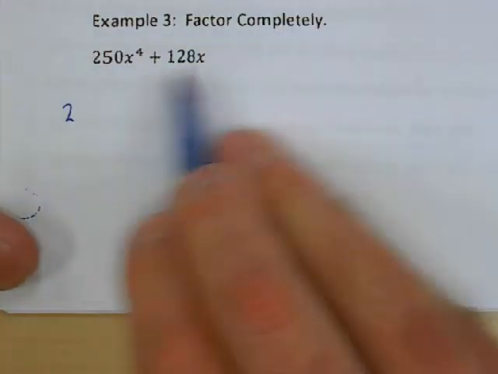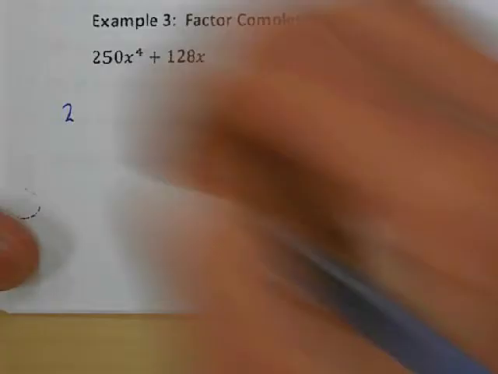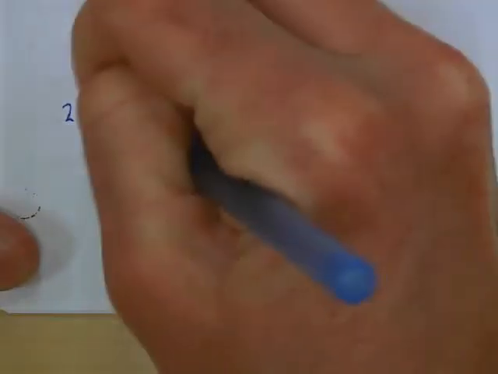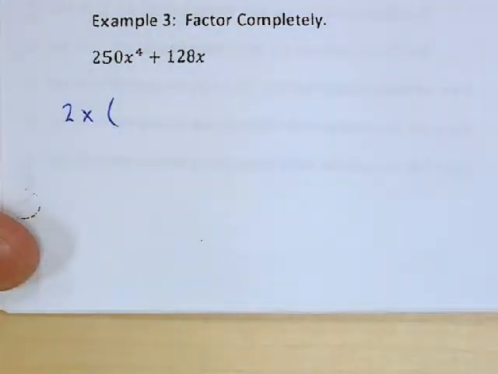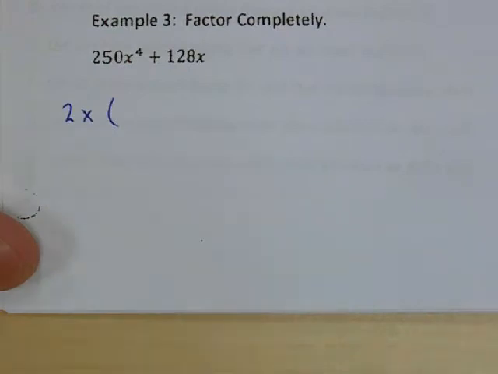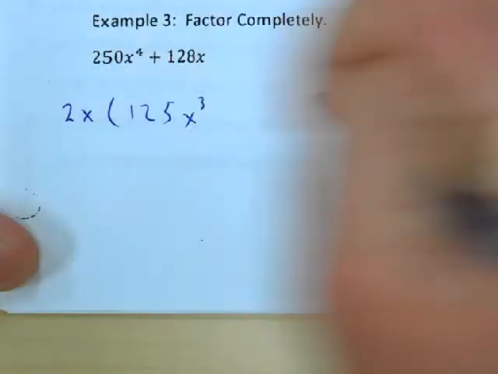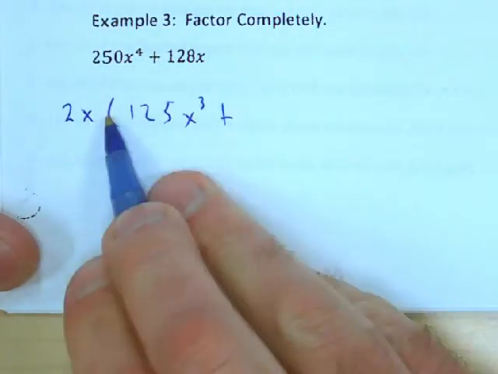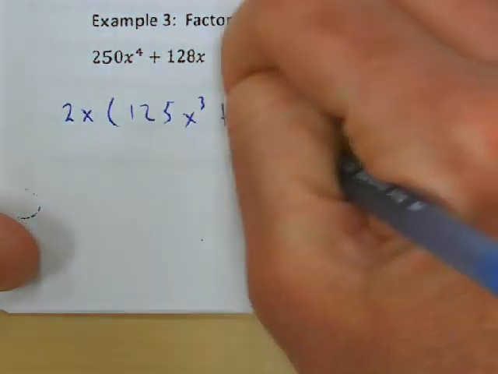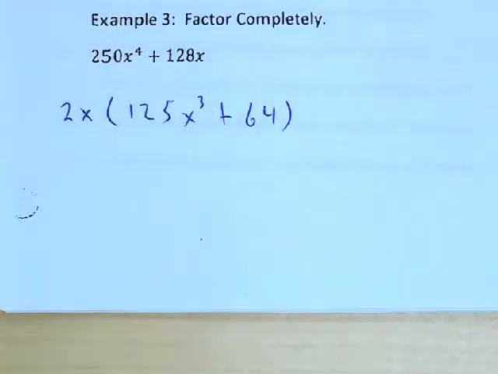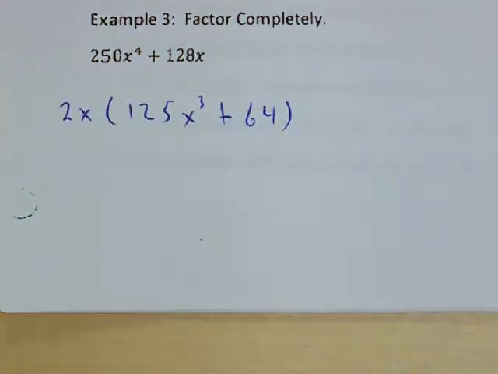And then x to the fourth and x to the first, well, they each have at least one x, so we can take out an x. So if we take out a 2 and an x, which is kind of like dividing by a 2 and an x, what are we left with? Oh, 125, x to the third, plus, and then the x is gone completely, and then half of 128 is 64. Okay? And we might be done factoring, but now we got to check.